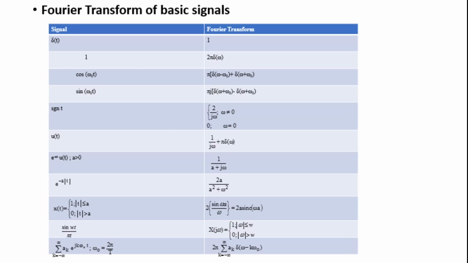Last, for the signal summation k equal to −∞ to ∞ of a_k e^(jkω₀t), where ω₀ is equal to 2π/T, the Fourier transform of the given signal is 2π times the summation k equal to −∞ to ∞ of a_k δ(ω − kω₀).